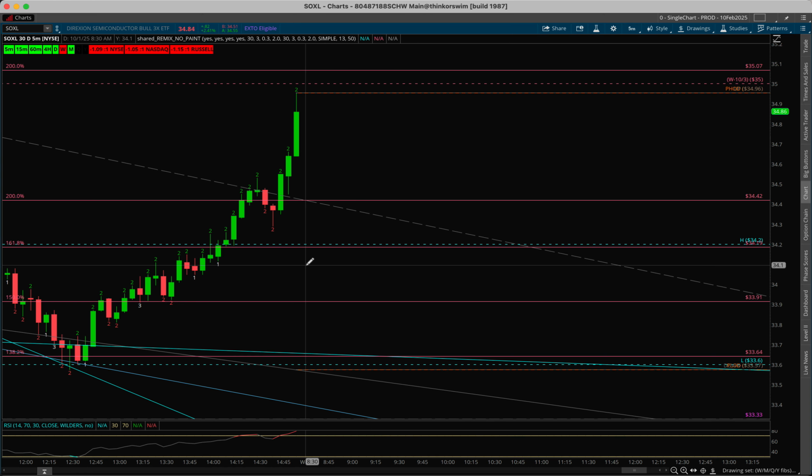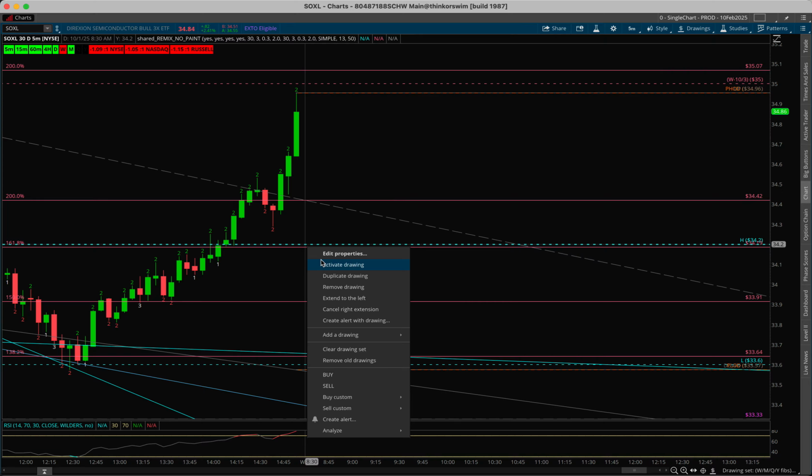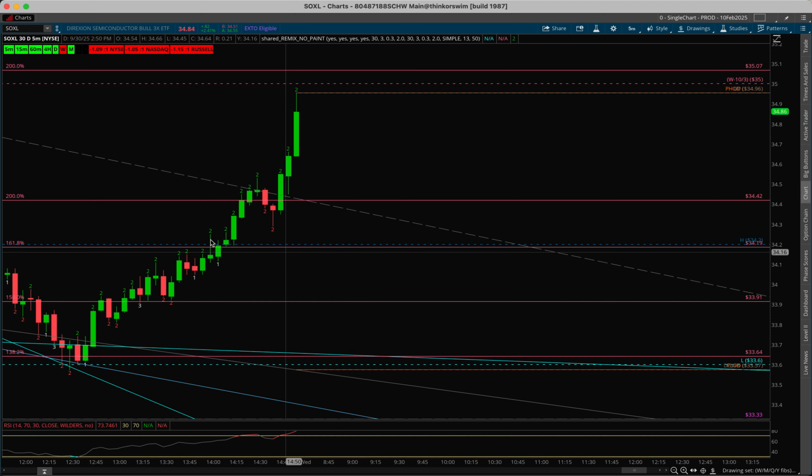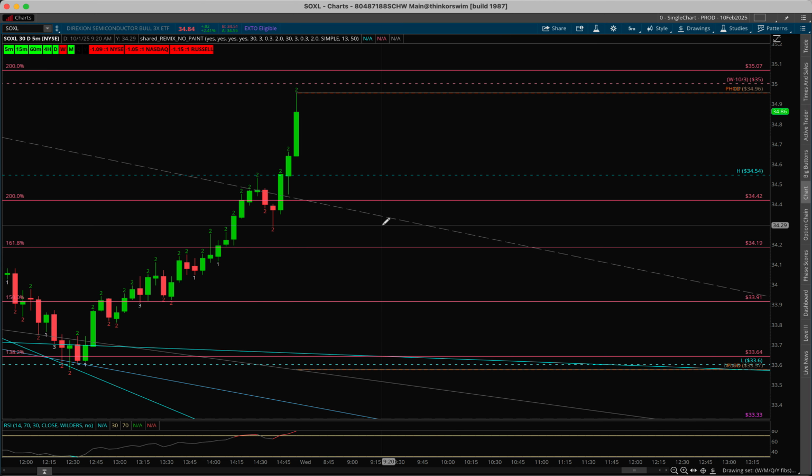So let's say, no, overnight high has got to be up. It's 34.55 right now. So 34.55. We'll just put it right here so it's not to be exact. But all right, so we've got our overnight high there.